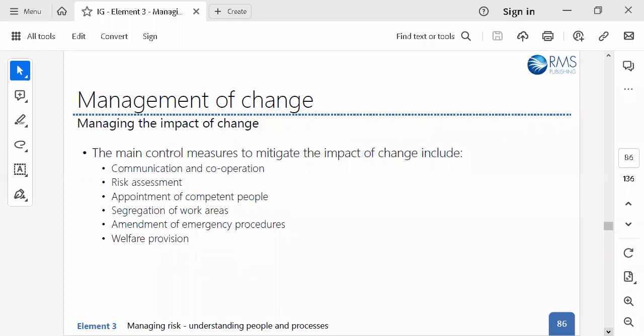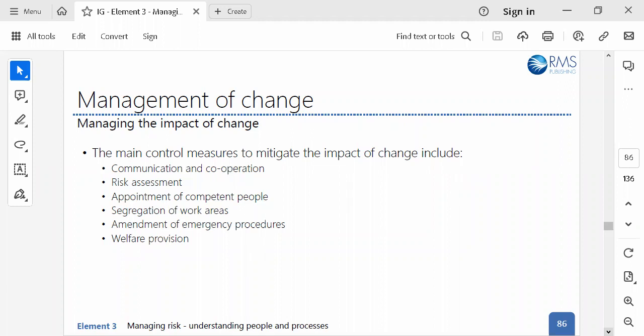Managing the impact of change: how you will manage the impact or the result of the change. The main control measures to mitigate the impact of change include communication and cooperation. Very important. We need proper communication between the people, and we need cooperation because there will be more people, there will be more contractors. Then we need proper risk assessment for that change process, for that change work. Appointment of competent people. We also need competent people for those doing the change work.